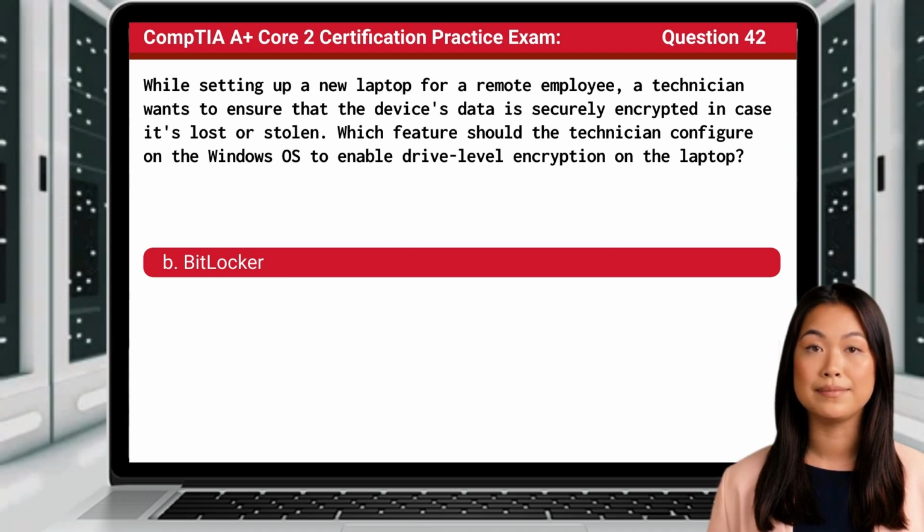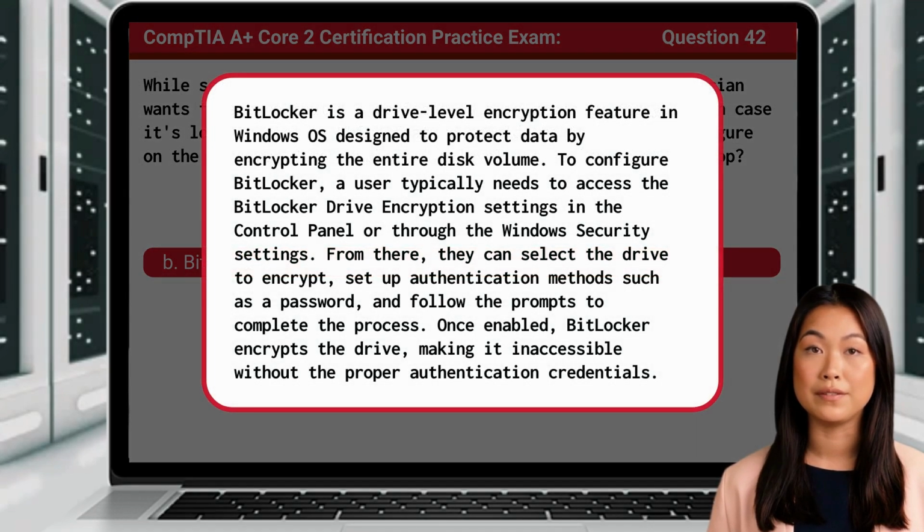The answer is B. BitLocker. BitLocker is a drive-level encryption feature in Windows OS designed to protect data by encrypting the entire disk volume. To configure BitLocker, a user typically needs to access the BitLocker drive encryption settings in the control panel or through the Windows security settings. From there, they can select the drive to encrypt, set up authentication methods such as a password, and follow the prompts to complete the process. Once enabled, BitLocker encrypts the drive, making it inaccessible without the proper authentication credentials.